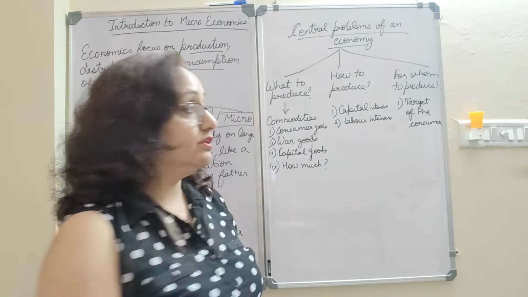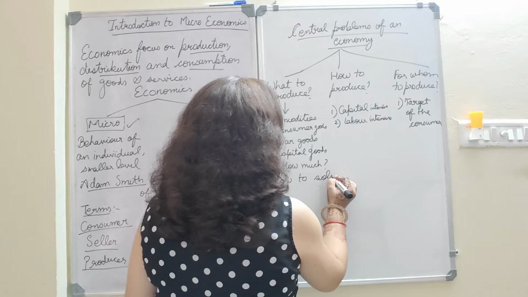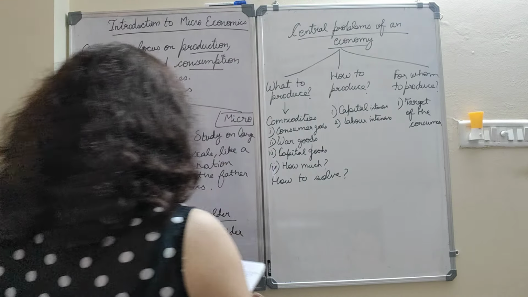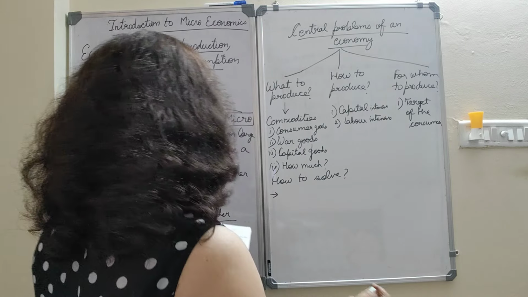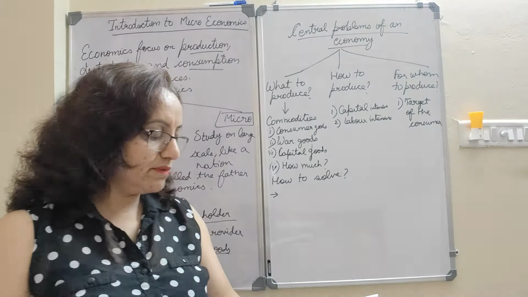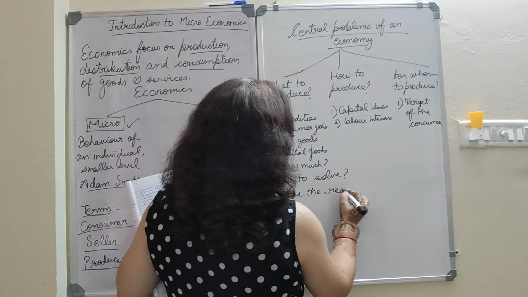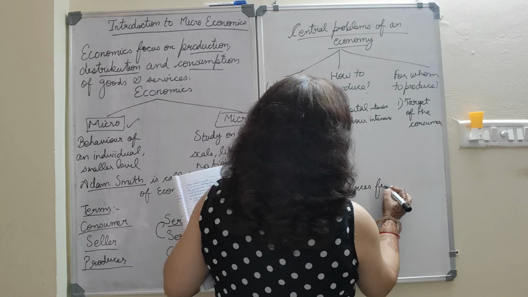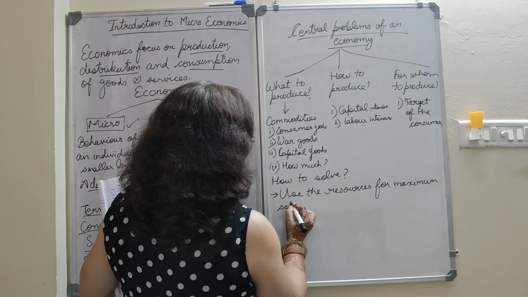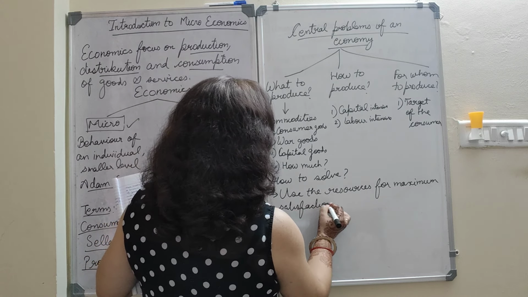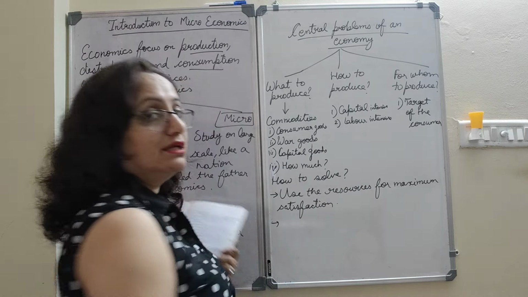Now, how to solve these three problems? There are certain measures we have to take to handle this. First is what to produce. How can we solve this problem? By allocating the resources of an economy in the way that provides maximum aggregate satisfaction. So use the resources for maximum satisfaction. If I am making 100 dosas, then I have to see how many people are coming daily to eat that dosa. So how can I help them?